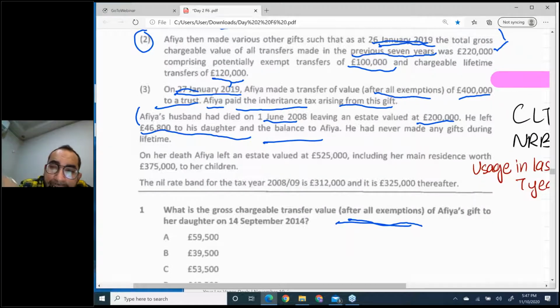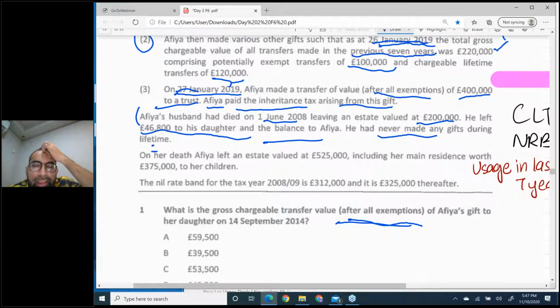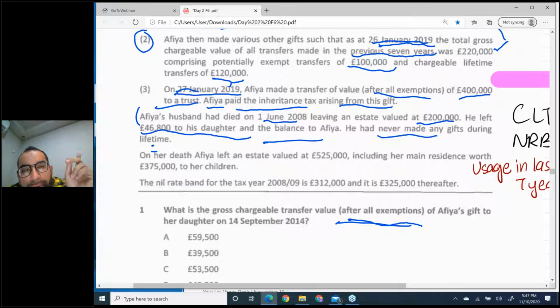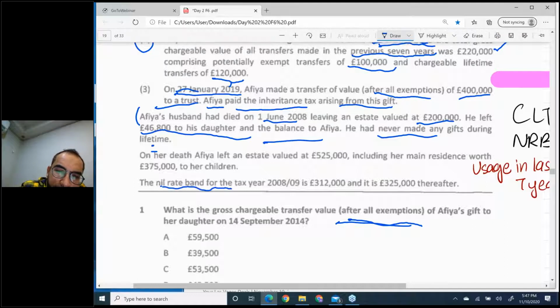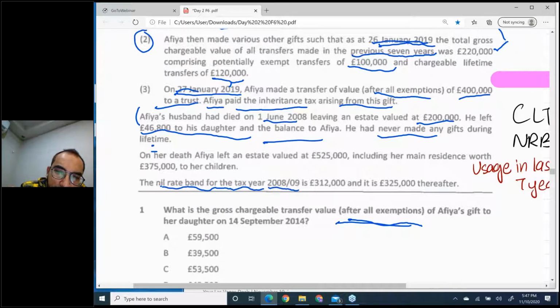Now wait, he had never made any gifts during his lifetime. No PET, no CLT of the husband. So at the time of the husband's death in 2008, the only chargeable estate was 46,800. Now wait, we are going 12 years back. The nil rate band for the tax year 0809 is 312. In the year the husband died, that is 0809, that is 2008, the NRB at that time was 312.